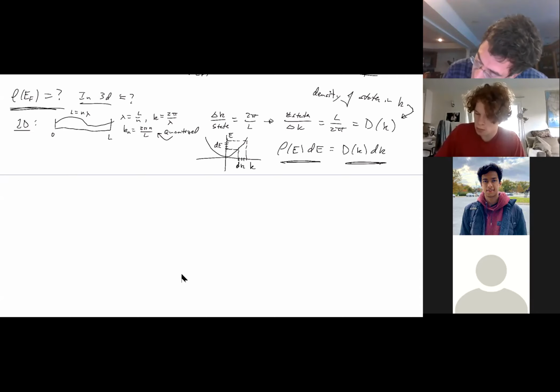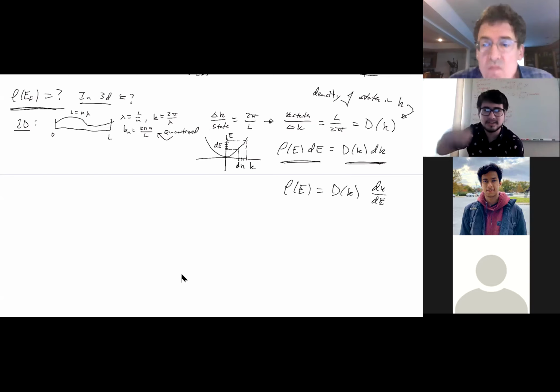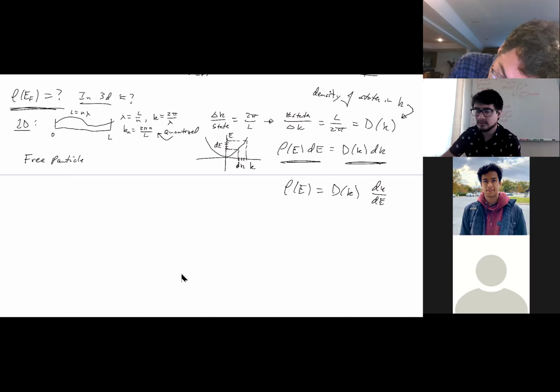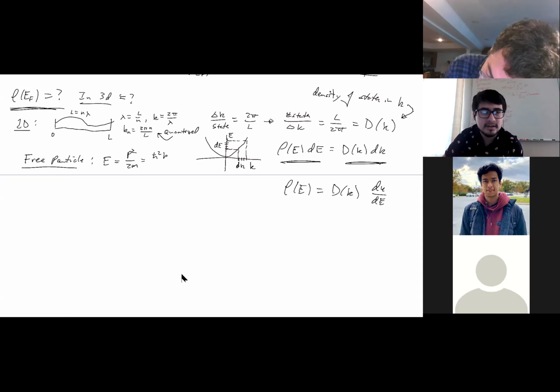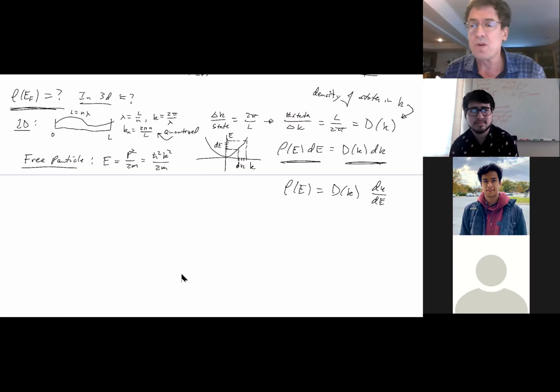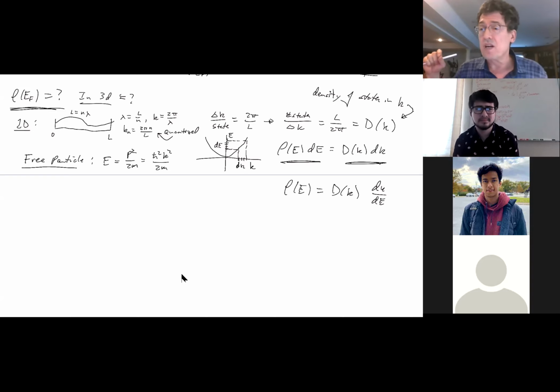And so then what we say is that rho of E is equal to d of k times dk/dE. Professor? Yeah. Quick question. Is there any reason why you drew it as a parabola? Oh, yeah. Because we're talking about free particles. And so for a free particle, energy is equal to p squared over 2m. Oh, I see. Okay. h bar squared k squared over 2m. But you do raise a good point. Out in the real world, the dispersion could be much more complicated, because I could have the electron traveling through a crystal.